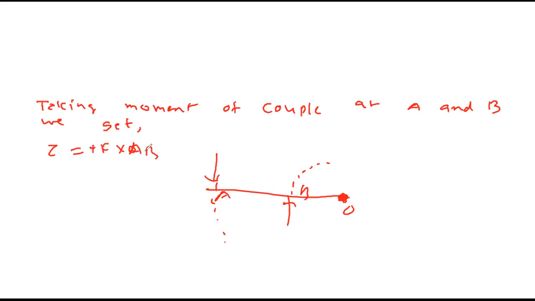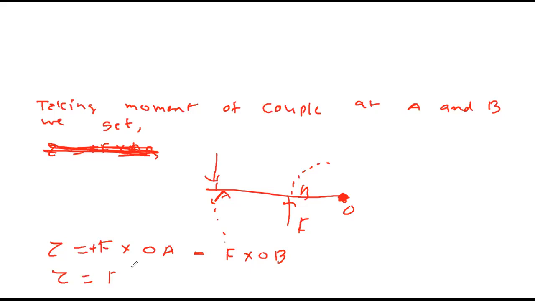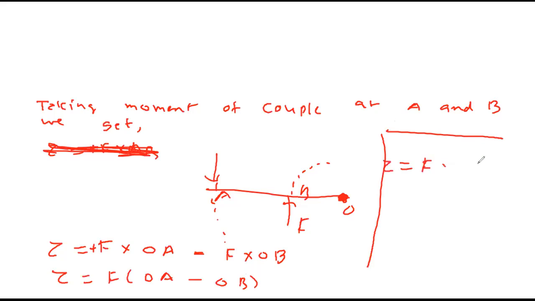So it will be, wait a minute, I did the first one wrong. So tau equals F into OA distance, anti-clockwise, therefore it is plus. Then this F at OB distance from O, rotating in clockwise, therefore minus. If I take F common, inside I get OA minus OB. What is OA minus OB? AB, yes. So this is again tau equals F into AB.